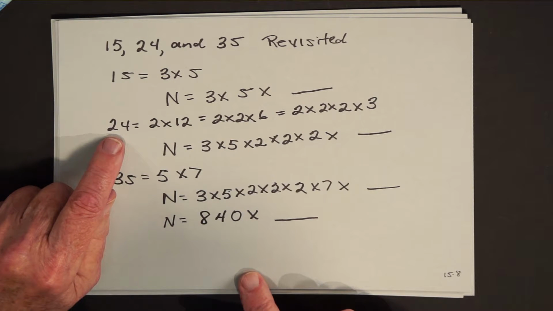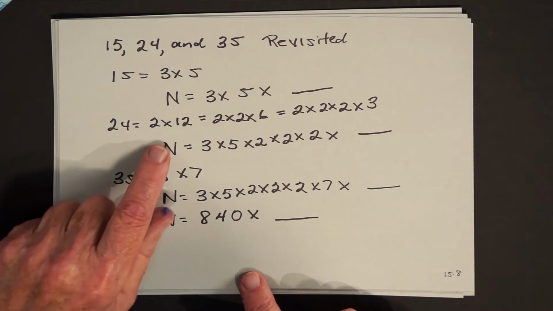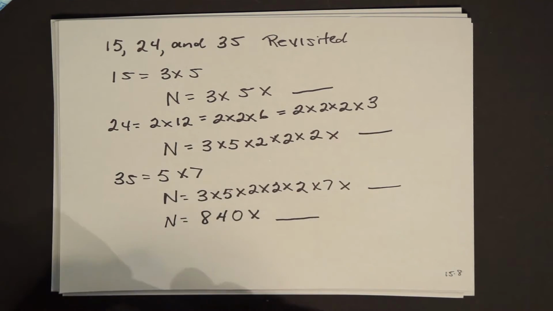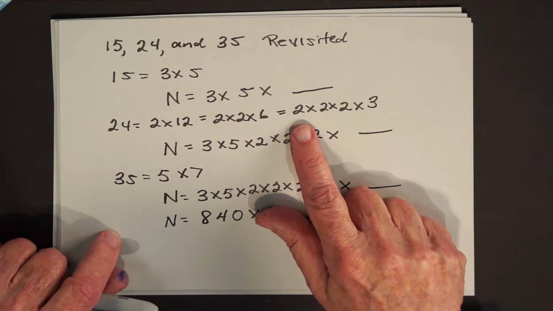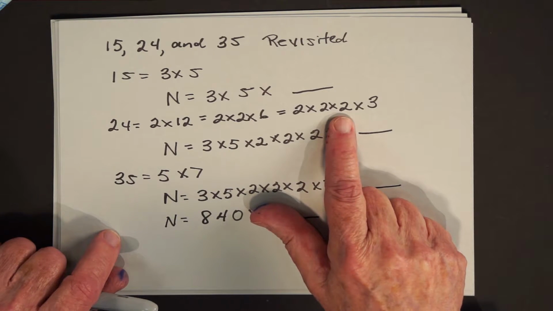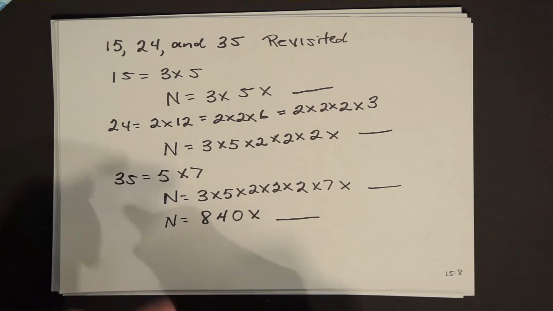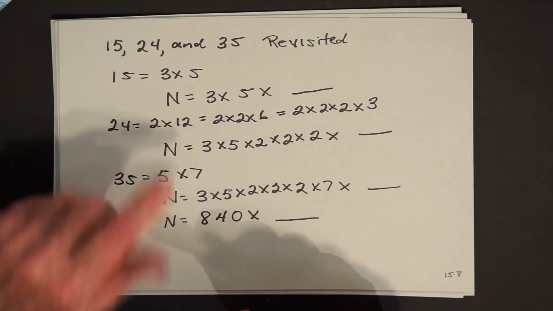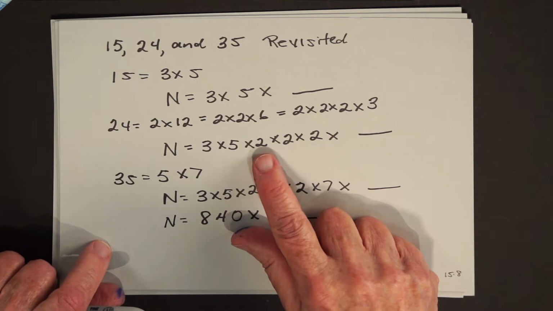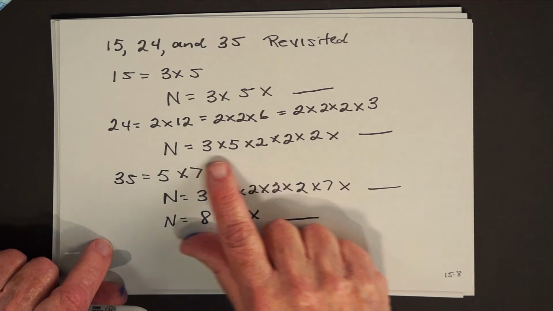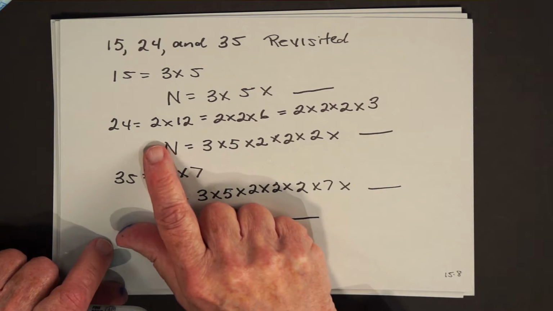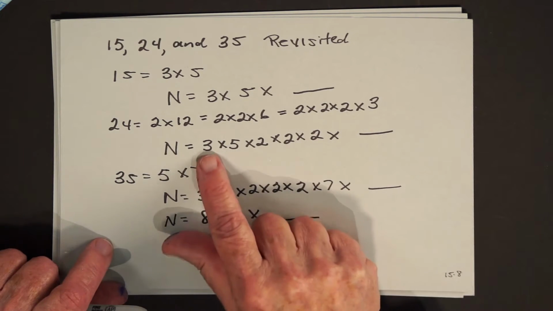What does it need to be a multiple of 24? Well, 24 breaks down into 2 times 12. 12 breaks down to 2 times 6. 6 breaks down to 2 times 3. So in terms of prime factors, 24 is 3 factors of 2 and a factor of 3. Now, what do we already have here? We already have the factor of 3. We don't have any factors of 2 over here, so I have to put in the 3 factors of 2. Now this number will be divisible by 15, there's the 3 times 5. It'll also be divisible by 24, because I have the 3 2s and the 3.